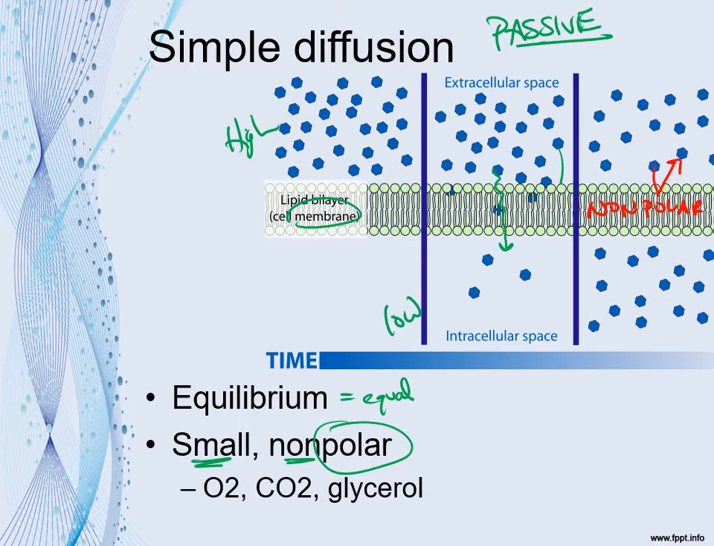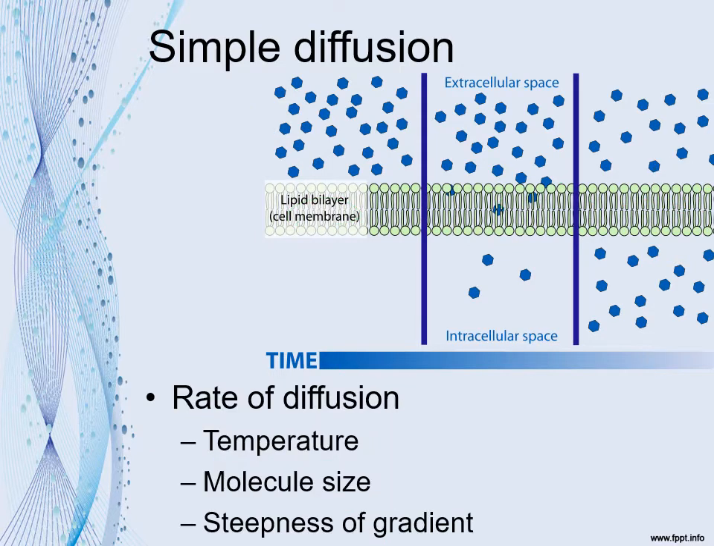membranes. Things that can pass via simple diffusion: oxygen gas, carbon dioxide gas, and glycerol, which is a little lipid molecule. These guys can all go through membranes via simple diffusion because they are quite small and they're also nonpolar. No charges on these guys. There's no repulsion from those fatty acid tails.